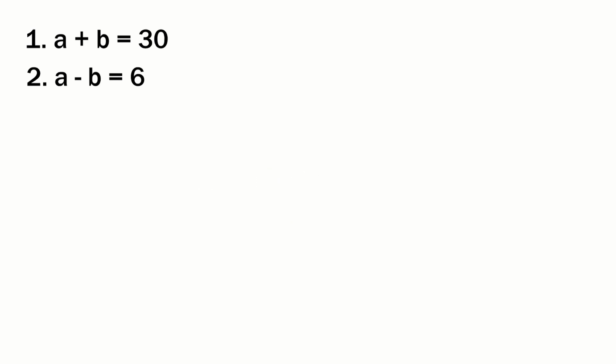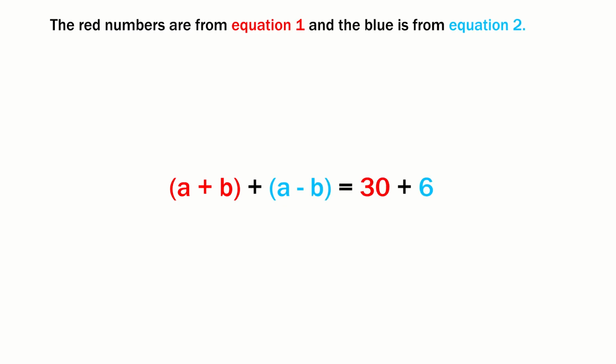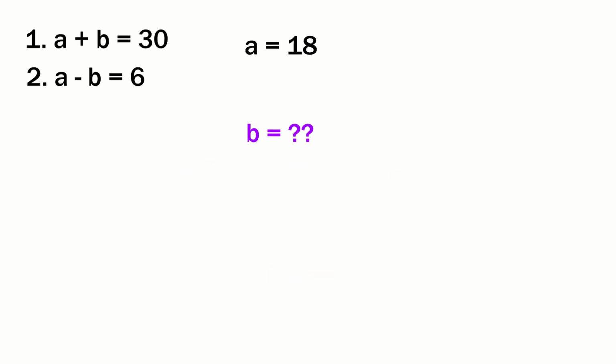Now we have two simple equations. A plus b equals 30, and a minus b equals 6. Add those two equations together, which gets us 2a equals 36, because the b's cancel each other out and we add two a variables together. And from there, we divide both sides by 2 to get a by itself. So a equals 18. Now all we need to find is b, and we can do that by subbing in the value of a into any of our equations.